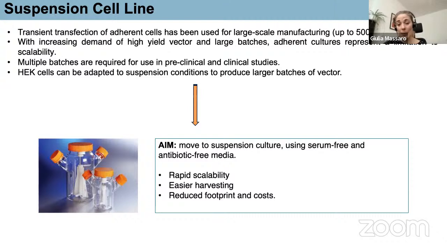And all the companies and GMP manufacturers, they already moved to, of course, suspension cells. And this is something that we want to do in the facility as well. And so the aim is to move to suspension cells using serum-free and antibiotic-free media to reduce contaminants and, of course, reduce the cost, reduce the footprint, and be able to scale up the production and accommodate different users at the same time.